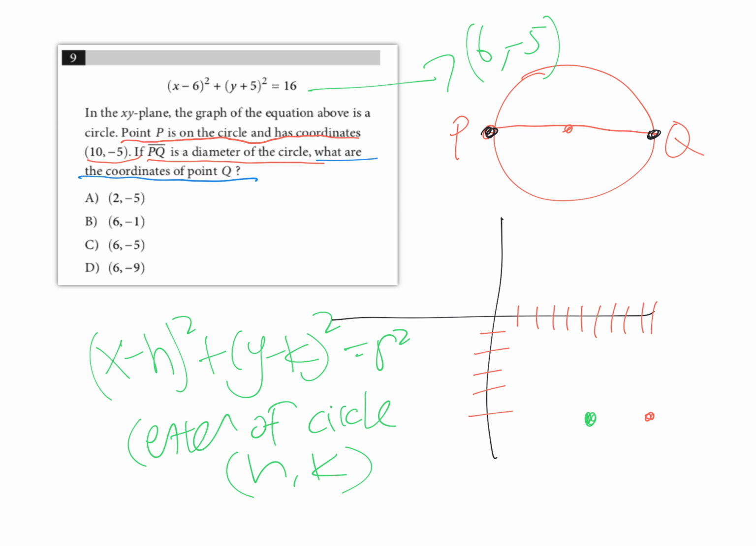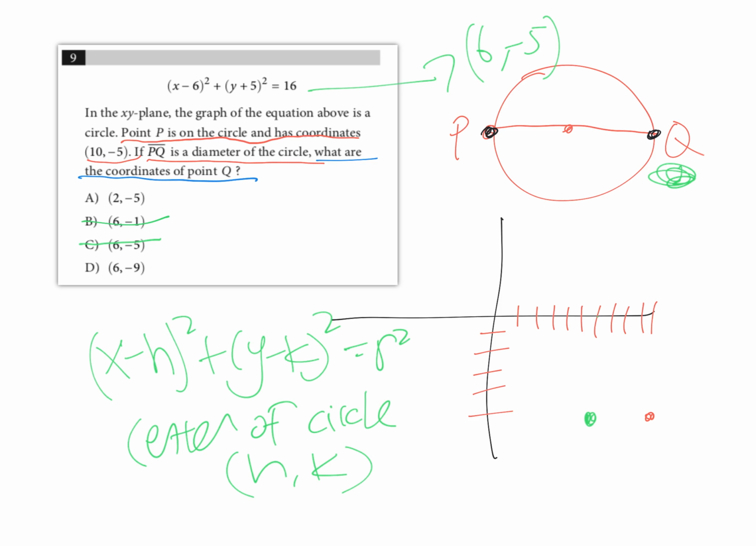And you can probably stop here, because you can think about this for a second. If the center is at (6, -5), then C cannot be an option, because that can't be Q, since Q is on the edge of the circle, not in the center. If we check the other points, (6, -1) can't be Q, because then it and my point P originally would not make a diameter, since the diameter has to go through the center of the circle. So it can't be B.